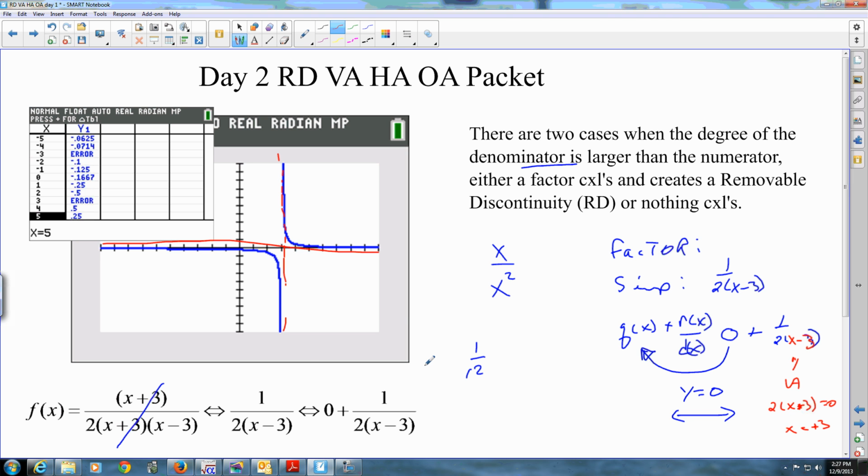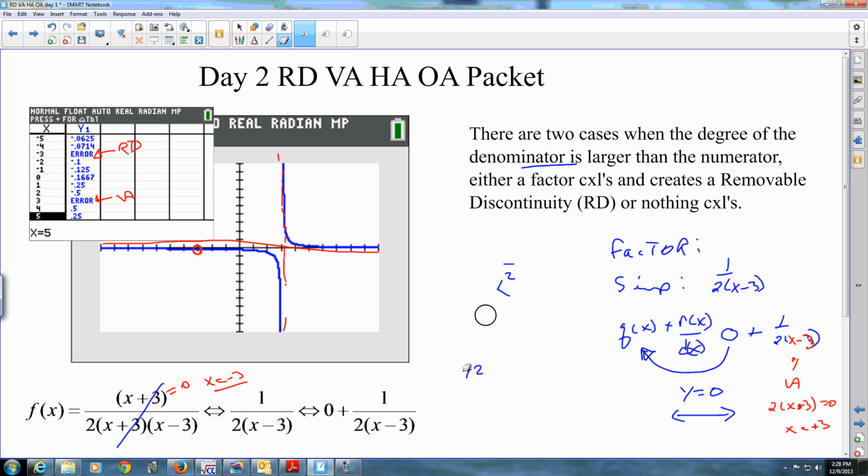1, 2, 3. Okay? When you look at your table, this is the hole. That's your removable discontinuity. This is your vertical asymptote. Setting this thing equal to 0 gives you x equals negative 3. That created the hole in the graph. So at negative 3, there's actually a hole right there. You'll never see it on the graph. You'll have to algebraically find the hole.